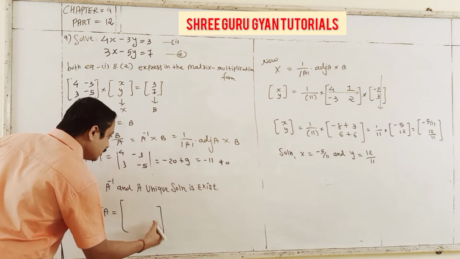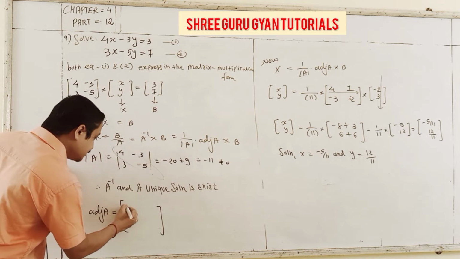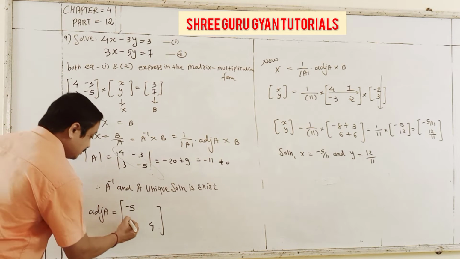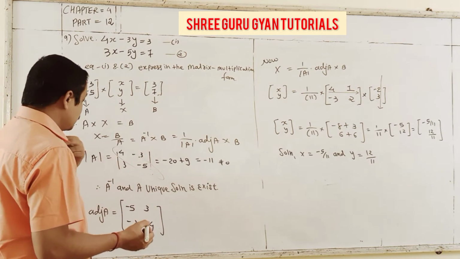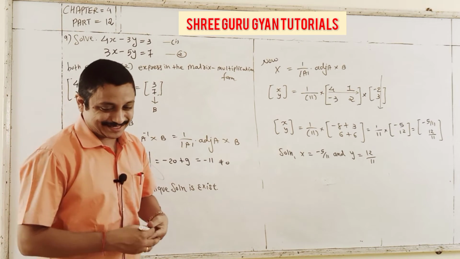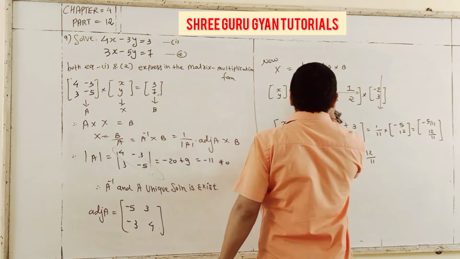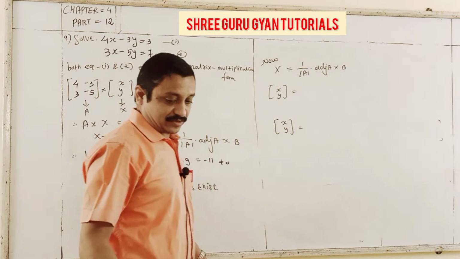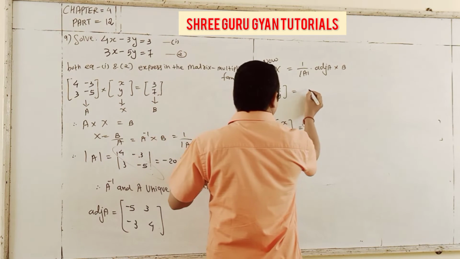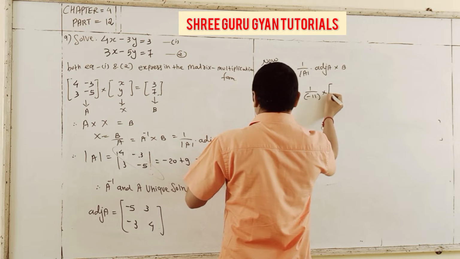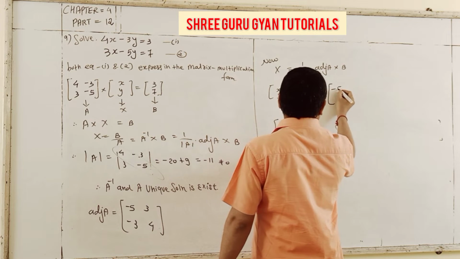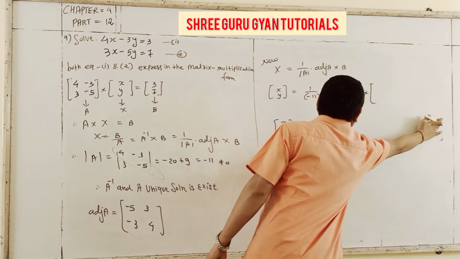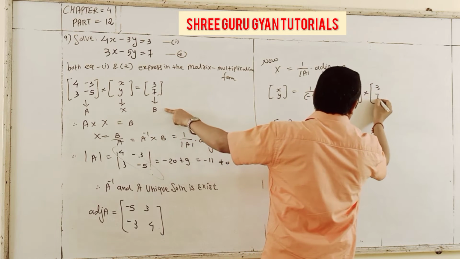Now the adjoint of A: the principal diagonal interchanges, minus 5 and 4. Now students, for the secondary diagonal you just change the sign, minus 3 and 3. So after this we'll go to the solution. X is equal to A inverse B, that is 1 upon determinant A times adjoint of A times B. I just write my formula. So 1 upon determinant A is 1 by 11, minus adjoint of A, minus 5, minus 3, 3, 4, and matrix B is 3 and 7.